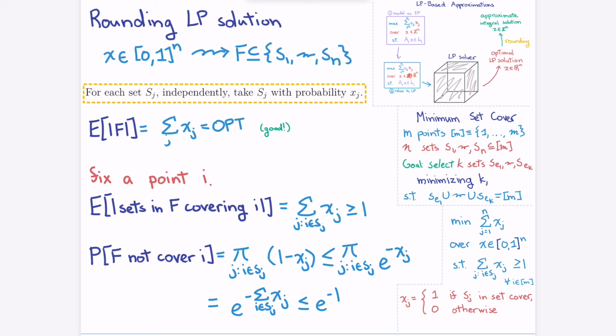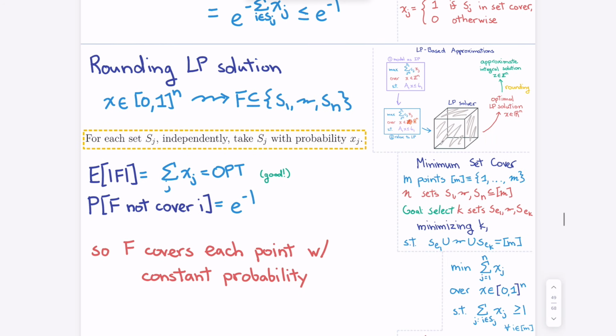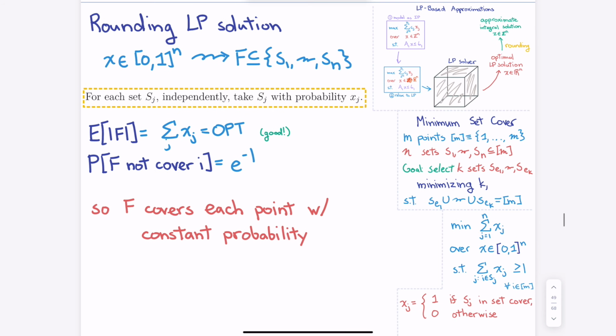So that means that the probability that F covers i, we've shown, is at least 1 minus 1 over e. So we've shown that F covers each point with constant probability. So maybe I can just try this once, and if it doesn't work, try again, and keep trying until it turns out to be a set cover, right? What's the issue?